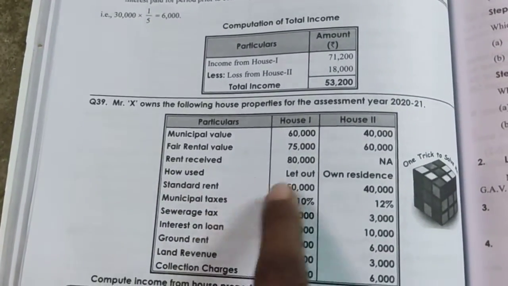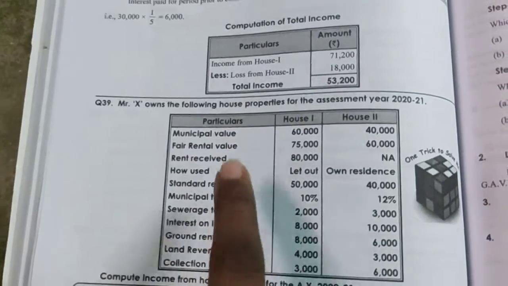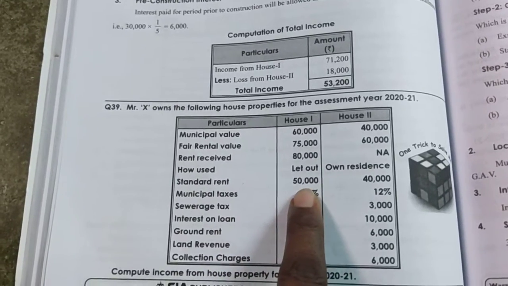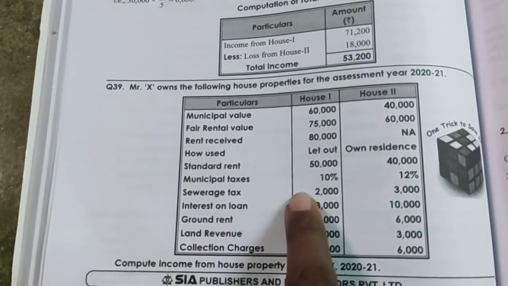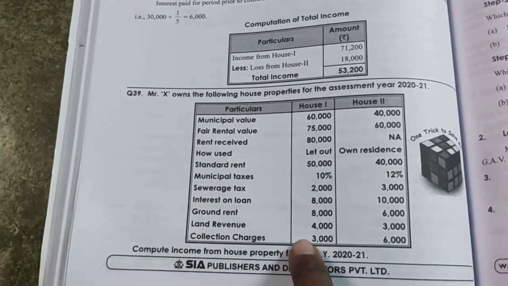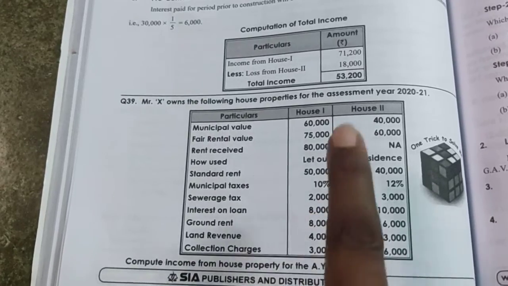So here also we don't have any vacancy or unrealized rent. Situation 1, rent control act applicable. Why? Because standard rent is there, na? So rent control act applicable. Clear? So you have to apply. And here we don't have even a pre-construction interest, only interest on loan he has given, so directly we have to take it.